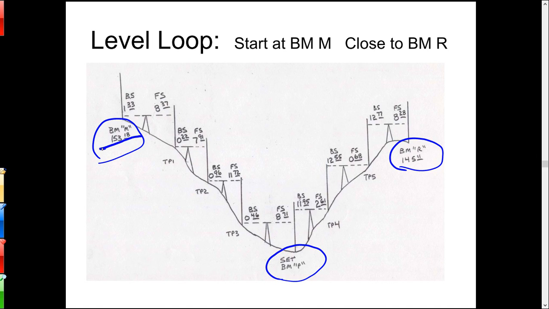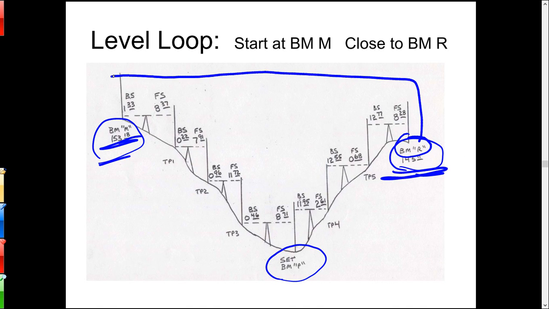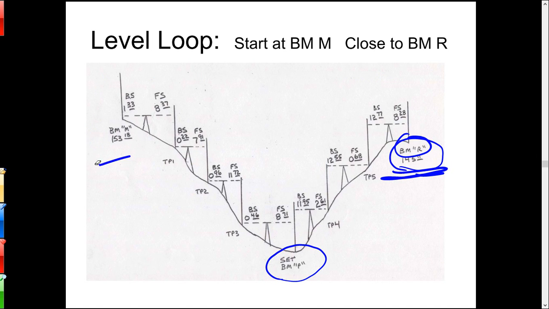So I've got benchmark M and benchmark R. I'm assuming they're known points and that they're known to be good and that they've been tied together, so they're on the same datum and they relate well to each other. So what I could do here would be to start at M and work my way down the valley till I put the rod on my benchmark P and then work my way back up and check in at benchmark R. And what I have here is a continuous loop because after every shot, I move either the rod or the instrument. So I've got everything tied together. So there's the survey there.